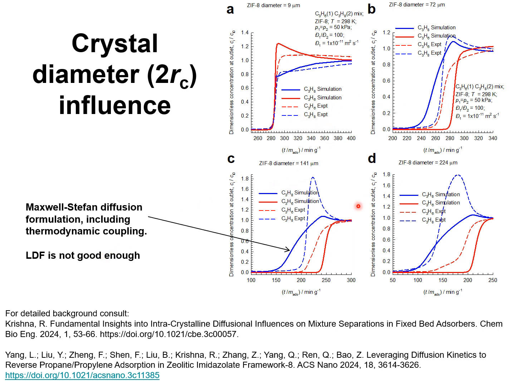In all 4 cases, the transient breakthrough simulations are in fair agreement with the experimental data that is shown by the dashed lines. And they show that with increasing particle diameter, the breakthrough of saturated propane occurs earlier.